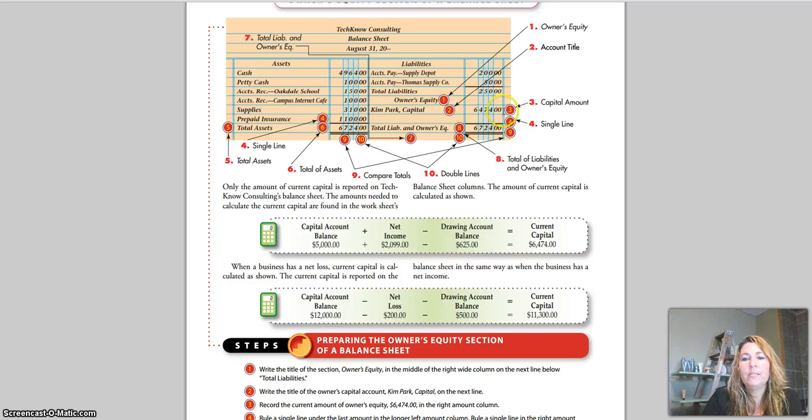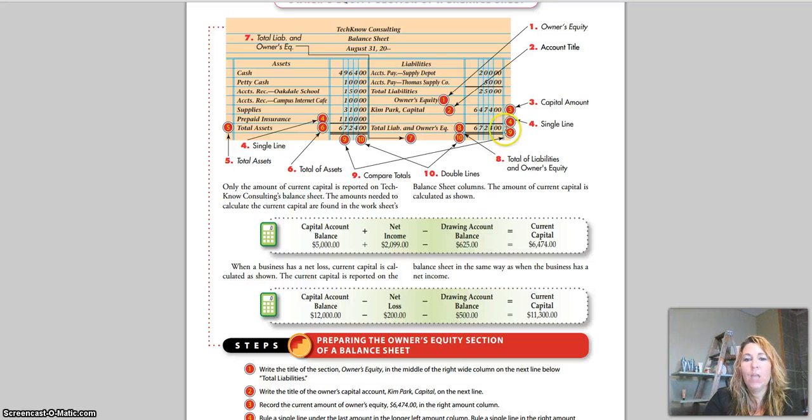In this chapter, this is probably the thing that most students will get wrong because they're just going to copy the information from the trial balance. You have to figure your capital. You take the capital from the trial balance, add in the net income, subtract out the drawing.